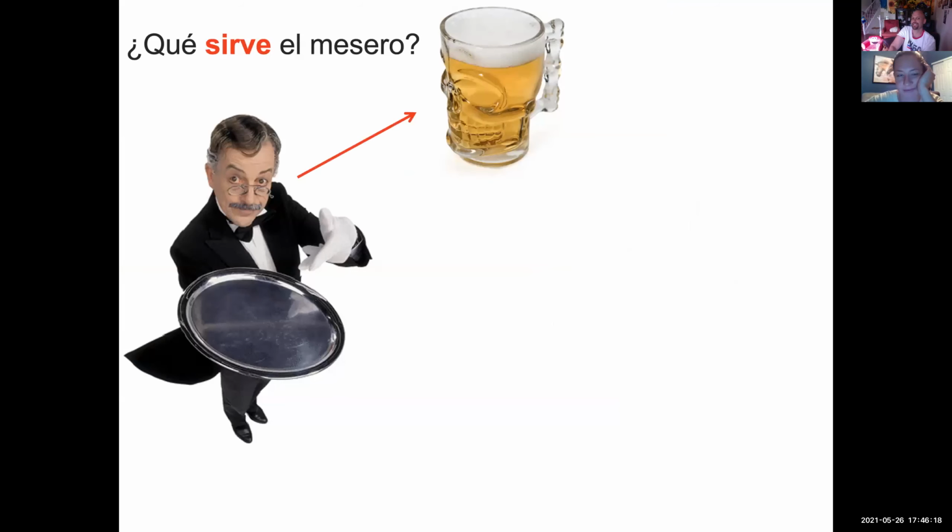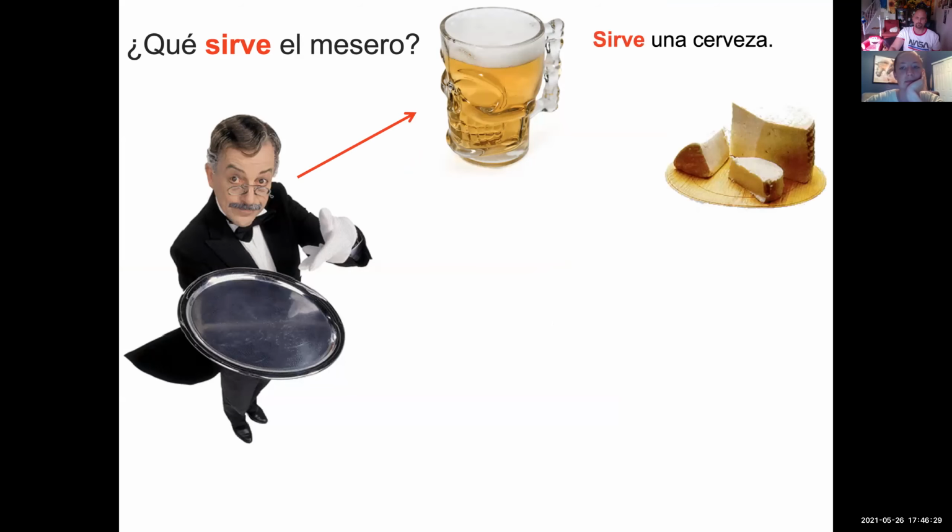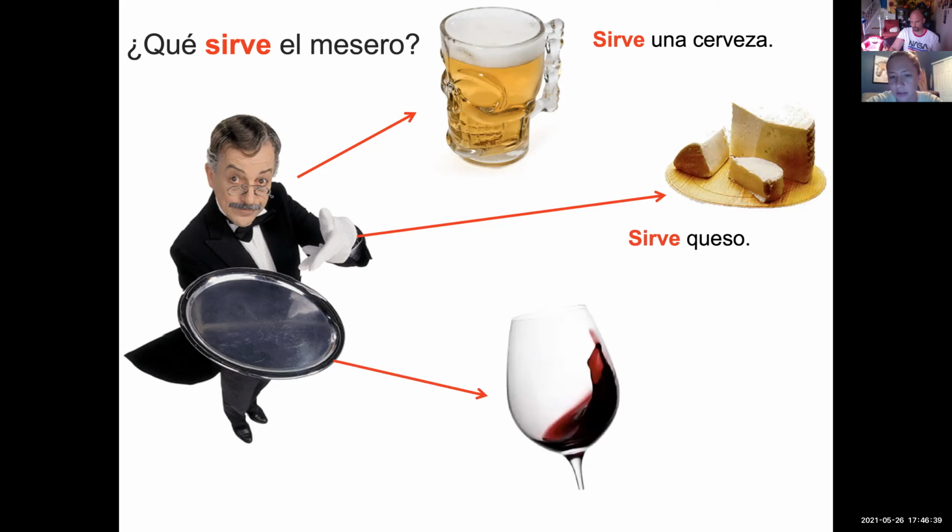¿Qué sirve el mesero? El mesero sirve una cerveza. Y sirve un queso. Sirve una copa de vino tinto.